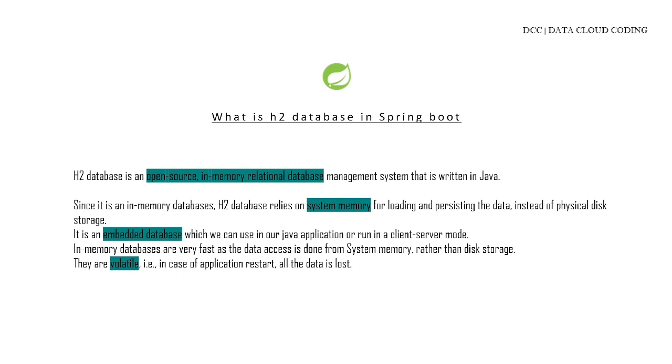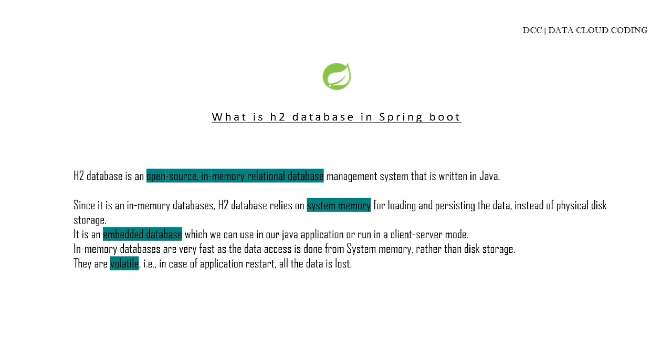Coming to the theoretical definition, H2 database is an open source in-memory relational database management system that is written in Java. And since it is an in-memory database, it relies on system memory for loading and persisting the data instead of physical disk storage. It is an embedded database which we can use in our Java-based applications or to run in a client-server mode. Whenever we talk about in-memory databases, we know that they are very fast as the data access is done from the system memory rather than the disk storage.